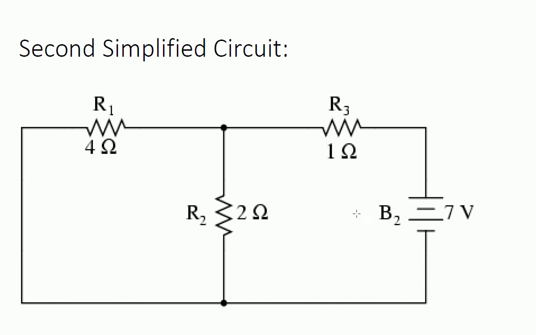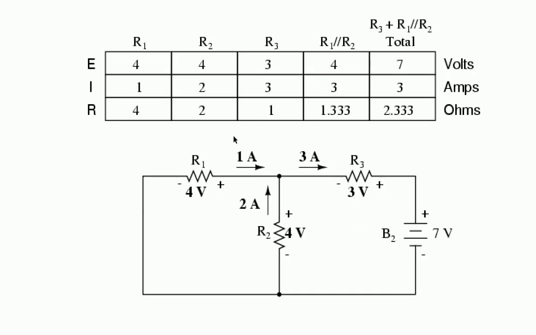Okay, so we're going to look at the next circuit. So that's the second simplified circuit. So we're going to short out the power supply B1, which was 28 volts, and we've just got the other one, B2. And then again, we've got the 1 ohm resistor here, and then the 4 ohm and 2 ohm resistor in parallel this time. We're going to do all the calculations. So that's the table we come up with.